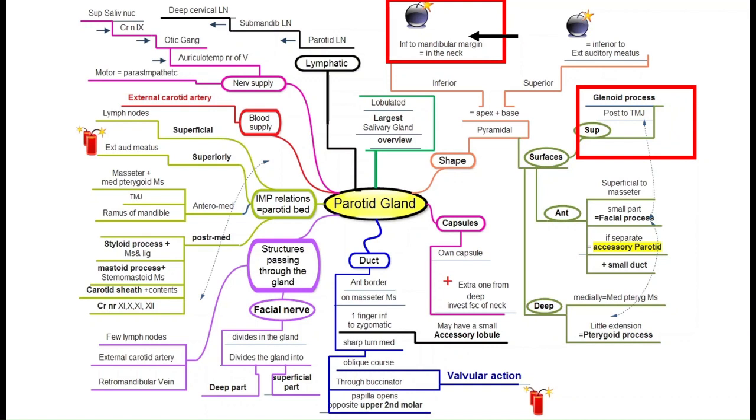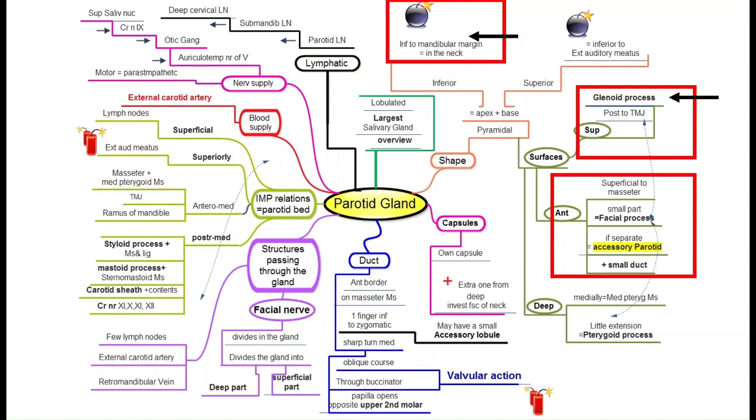Then, if we look at this red rectangle, it says that part of the extension of the inside of the parotid gland is going to go very well related to the temporomandibular joint, and this is called the glenoid process. That's why diseases of the parotid are going to produce painful movement of the temporomandibular joint.